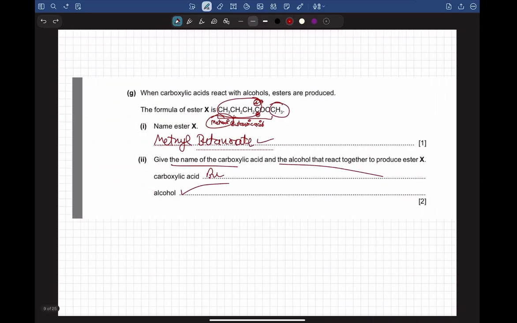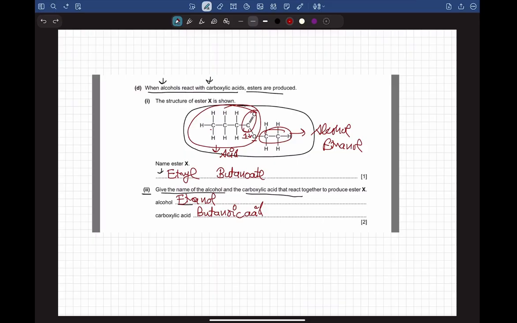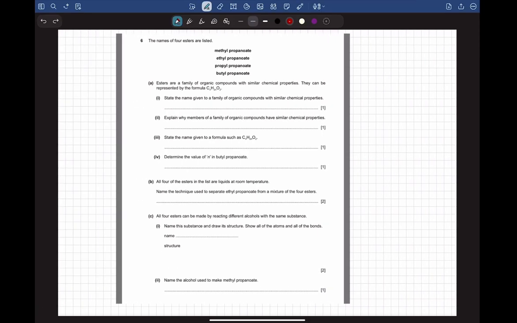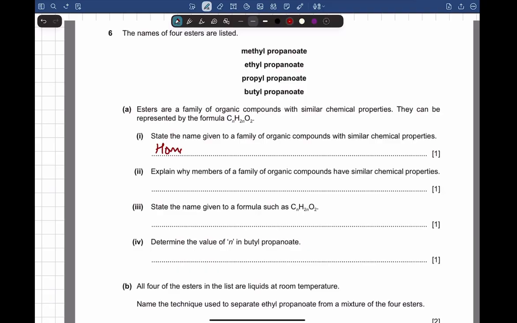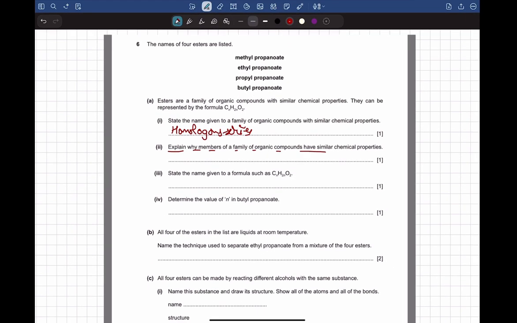Now, the last question, and with that question, we will be done with the esters. These are all the kinds of questions they ask you. Alright, now let's see the last question. So, state the name given to a family of organic compounds with similar chemical properties. This is called your homologous series. Explain why members of a homologous series. This we can skip for later. Currently, let's focus on the esters questions.